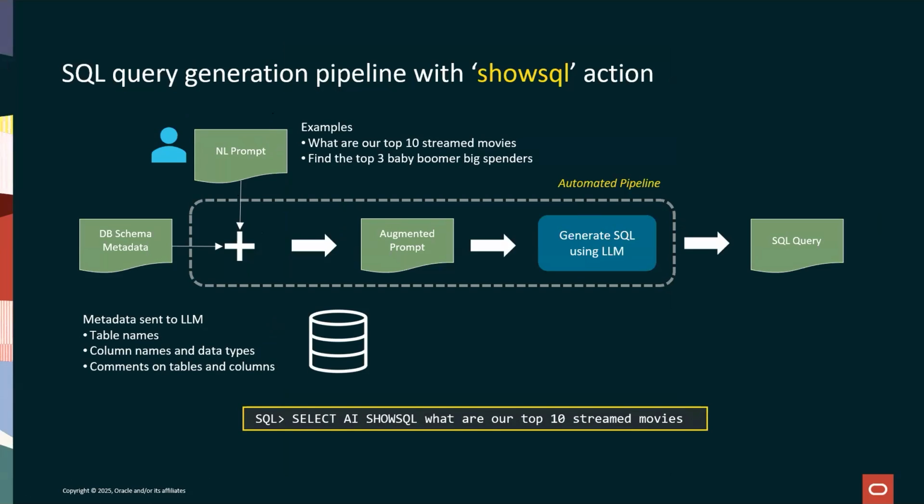For example, consider a prompt like find the top 3 baby boomer big spenders. For this, we are relying on the general knowledge of the LLM to understand what a baby boomer is and how to compute a big spender. The metadata we are including is from the tables in your database. This includes the table and the column names, data types, and optionally comments.